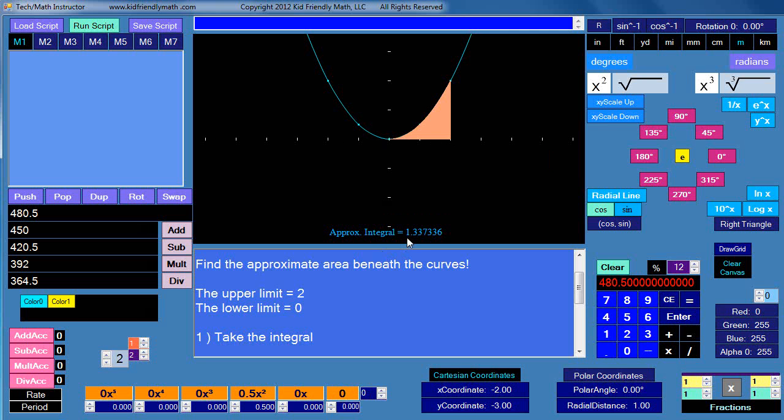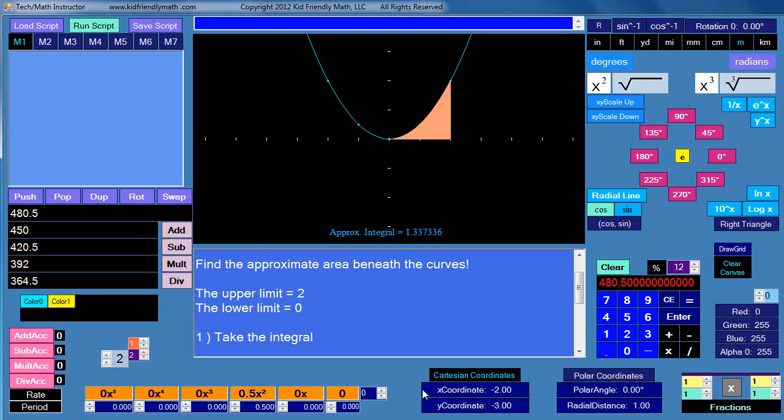And at 500 rectangles, we've approximated the area by taking each one of those itty bitty rectangles, calculating the area, and adding them all together. And then the approximate integral is 1.337336. So it's not quite there. We know the exact integral is 1.33333. But there was a little bit of work to do it the other way.